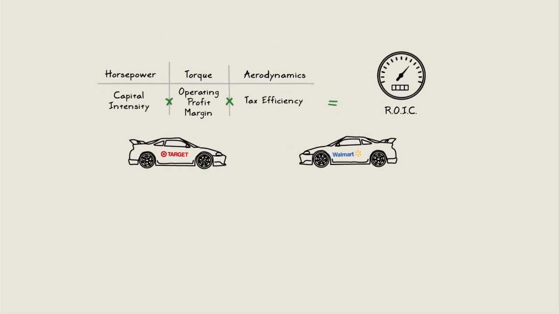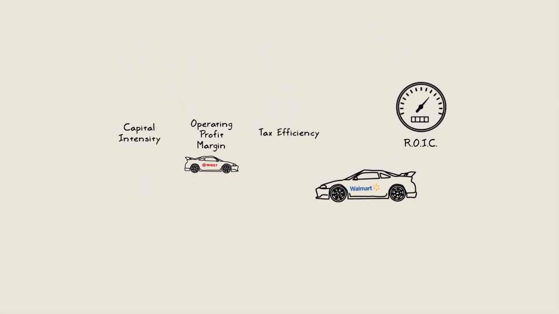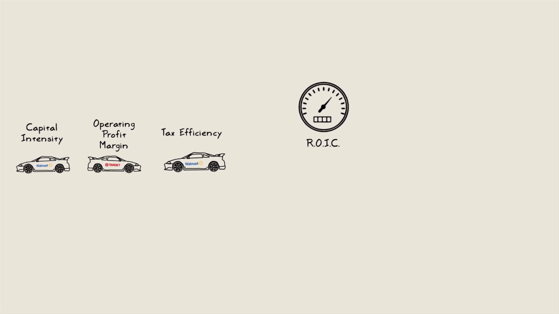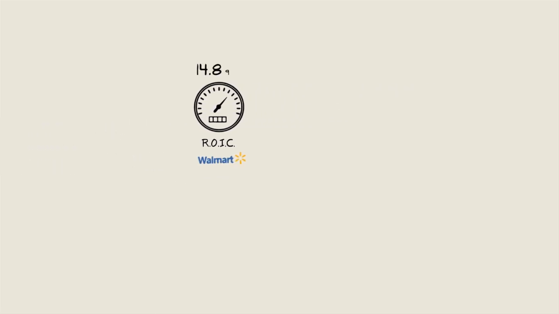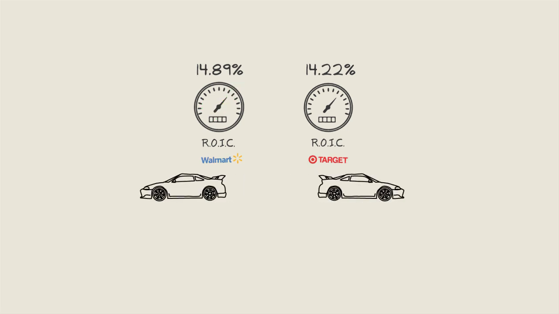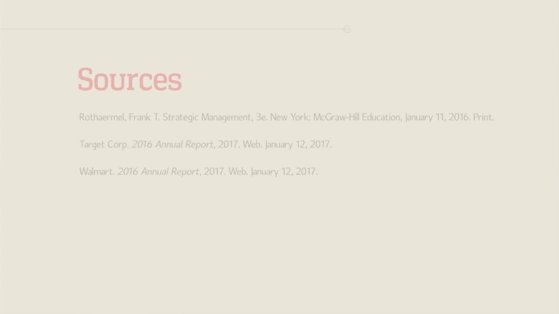Looking under the hoods of Walmart and Target, we see that Target has an advantage in operating profit margin, but Walmart has advantages in capital intensity and tax efficiency. Walmart's ROIC of 14.89% was just slightly ahead of Target's ROIC of 14.22%. Now it'll be up to the drivers to see what they can make of these differently tuned race cars.